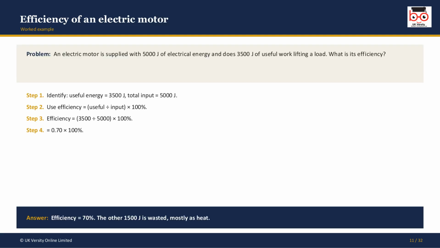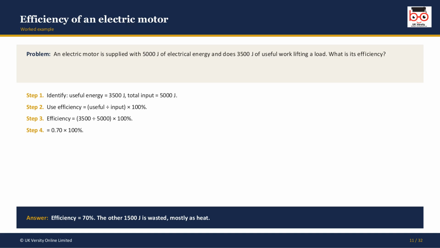Let's put a figure on it. An electric motor is fed 5,000 joules of electrical energy and does 3,500 joules of useful work lifting a load. Efficiency is the useful energy over the input energy, times 100. So 3,500 divided by 5,000 times 100.